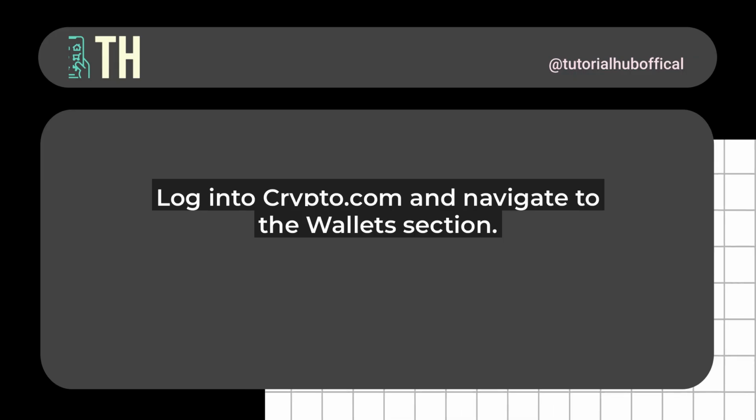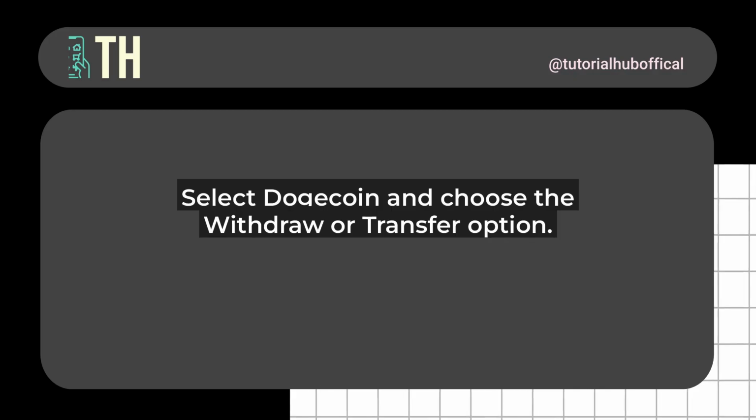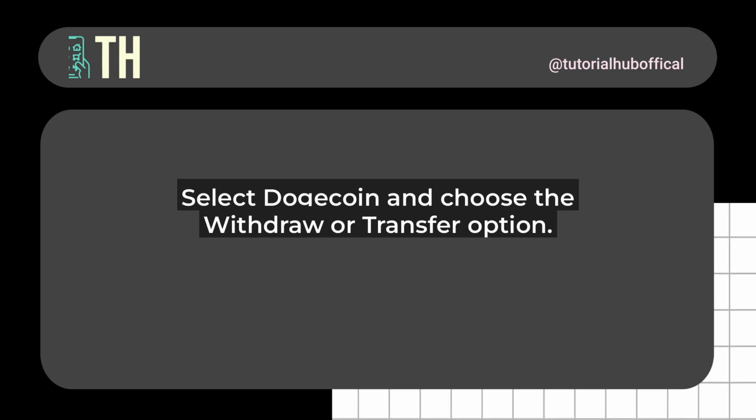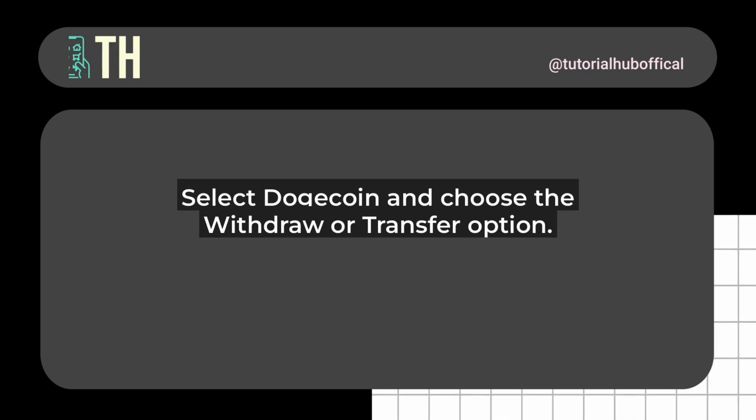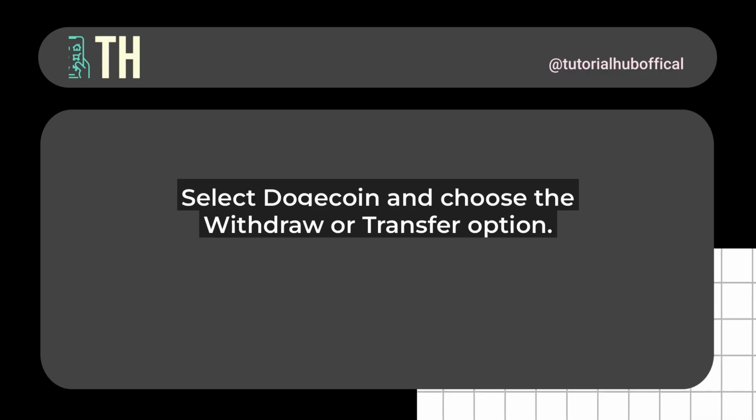Okay, let's get started. Step 1. Log into your Crypto.com account using your app or website. Head over to the Wallets section and select Dogecoin from your list of assets. Next, look for the Withdraw or Transfer option. It's usually right there. Now, for Step 2.